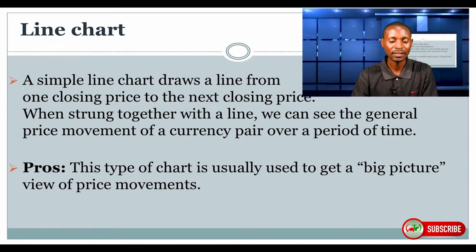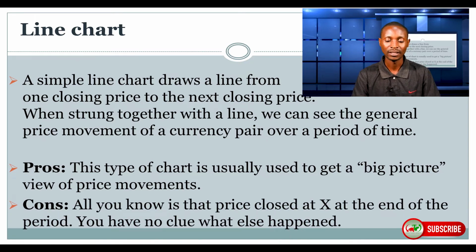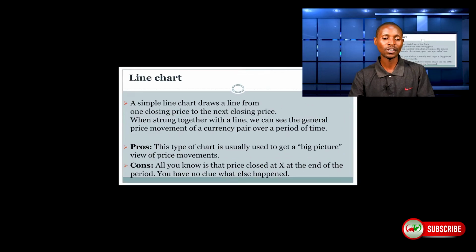The pro of the line chart is that it gives us a picture view of the market movement over a set period of time. The limitation, or con, of the line chart is that it only allows you to see the closing of the market at the end of any period. You have no clue what is happening during the day or during the period you are visualizing the price movement. That is the con of the line chart.